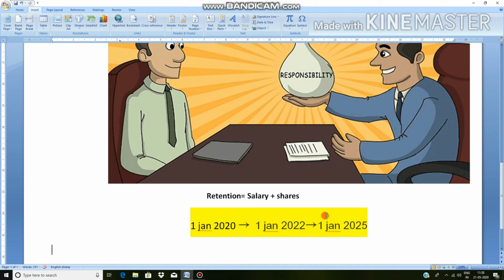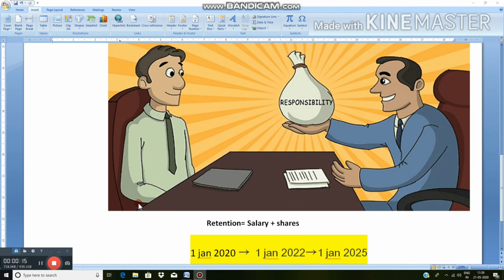So this offer, by which a company allows its directors, employees or any officer to purchase shares in order to retain them, is known as the Employee Stock Option Plan, which is generally known as allotment of shares to its own employees in order to retain them.